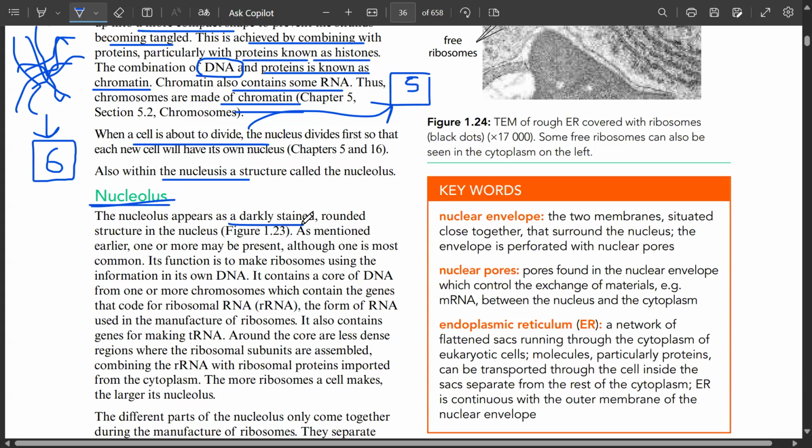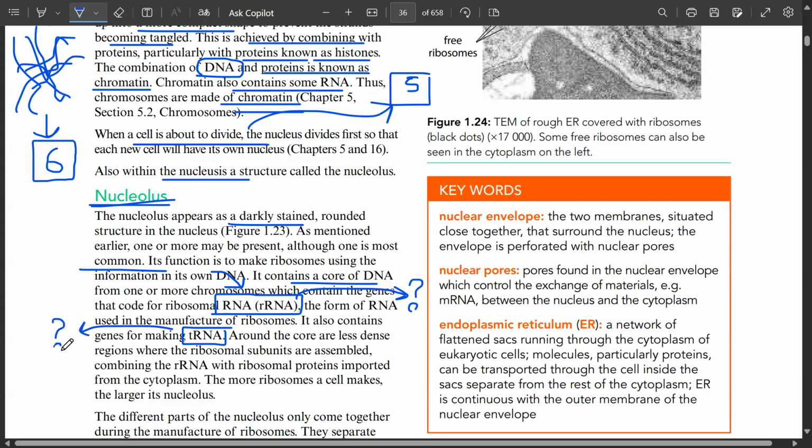The nucleolus is the most darkly stained round structure in the nucleus, and as mentioned earlier, it is the most common one because it's in every cell. It's easily seen even using a light microscope. It contains a core of DNA. It also provides the code to produce ribosomal RNA, or rRNA. Where is this ribosomal RNA needed? Where is this tRNA needed? This is also made by the nucleolus.